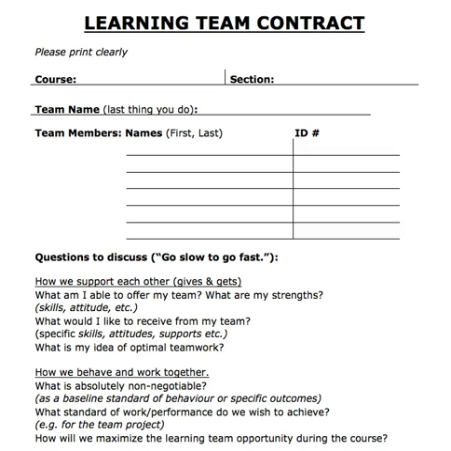How we behave and work together. So these questions are asking about what we want the team experience and dynamic to be. So what is absolutely non-negotiable? This is a baseline standard of behavior or specific outcomes. Like you may think, for this project, we want to absolutely get at least a B+ or higher as a mark on the project.